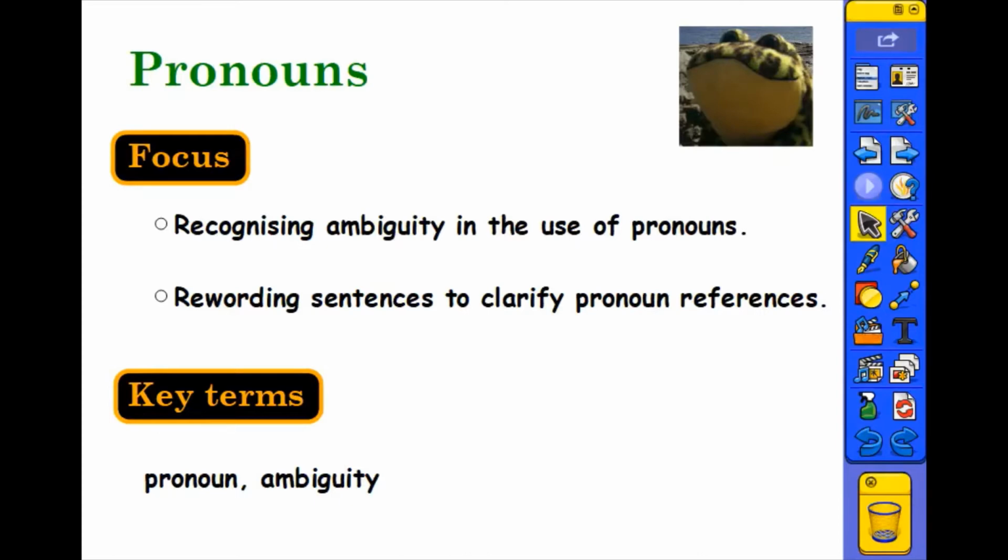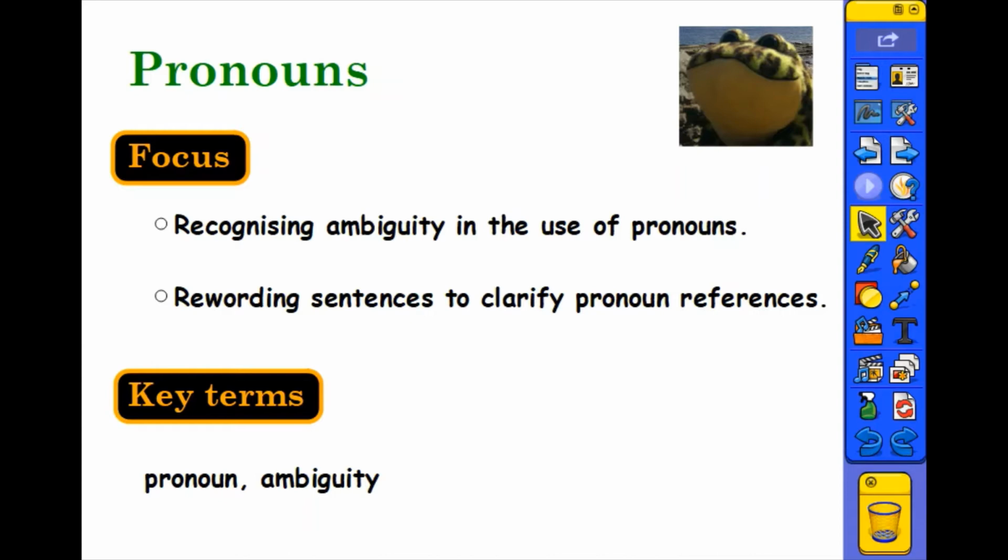Hello. Today we're going to be talking about pronouns, the way that we use them to replace nouns and noun phrases. Our special focus today is that we will be able to recognize ambiguity in the use of pronouns. Ambiguity means when you are not very sure about something, or where something isn't very clear, where you might think it's one thing or it might be something else.